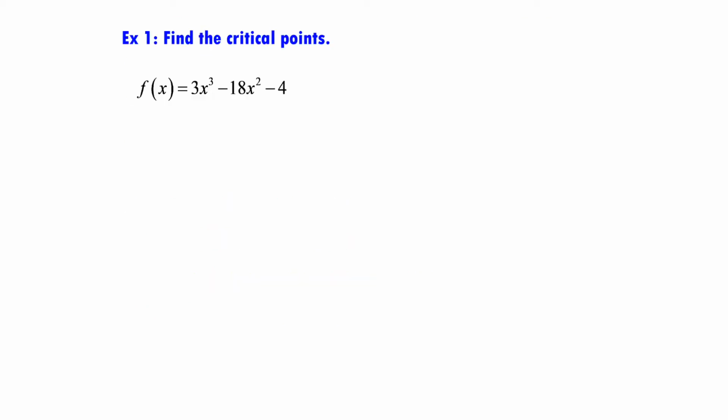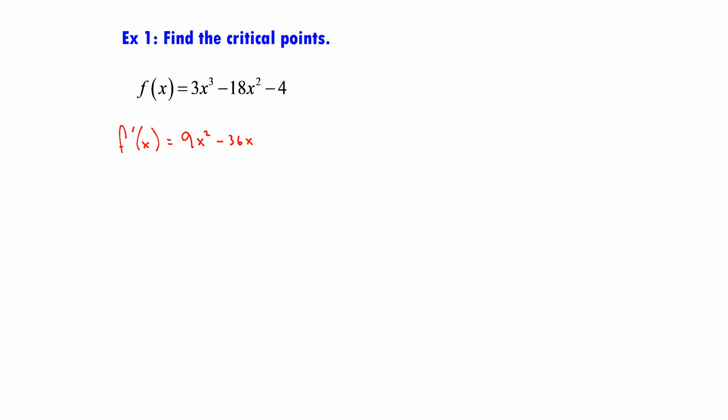So let's go ahead and just take a look at an example here. We've got to find the critical points. f of x is equal to 3x cubed minus 8x squared minus 4. So if we're looking for those critical points, we want to start with the first derivative. So we will find f prime of x using our derivative rules. 3 times 3 is 9. 3 minus 1 is 2, so 9x squared. 2 times 8 is 16, wait, 2 times 18 is 36. 2 minus 1 is 1. And then the constant minus 4 just becomes plus 0. All right. So that's the first derivative.